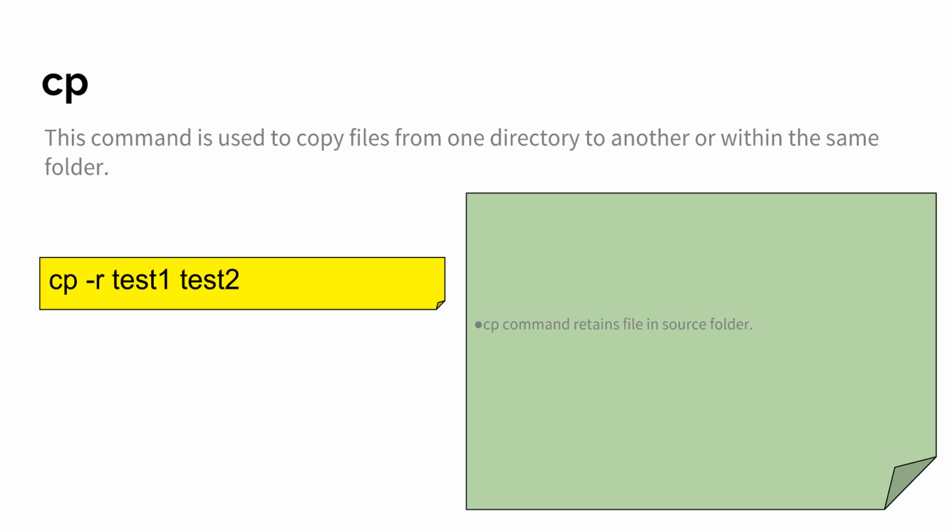cp is the copy command. The copy command is used to copy files from one directory to another or within the same folder. Copy retains the file in both the source folder and the destination folder. If you want to copy something recursively, that is subfolders and files in a directory, use the -r switch. So cp -r test1 test2 means it will copy the files recursively from test1 to test2. Whatever subdirectories are within test1 will also get copied to test2, along with files and other things.